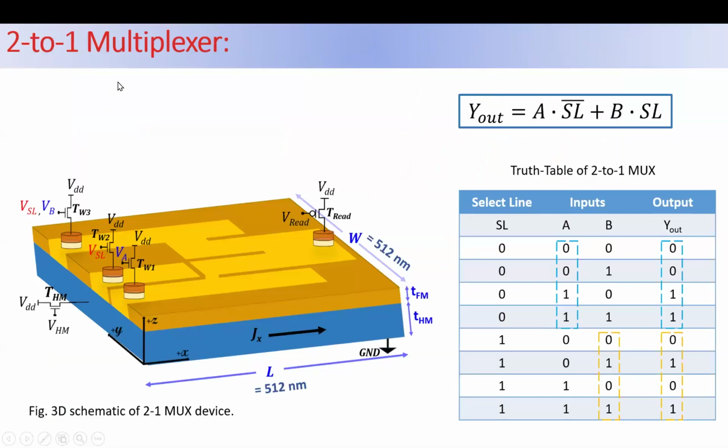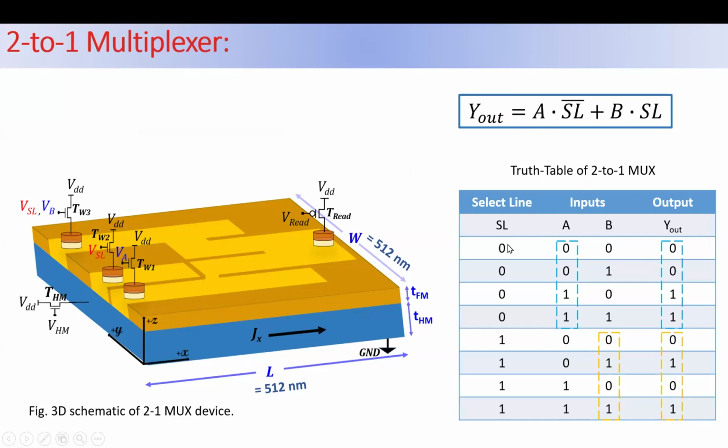So this is my device. This is the 3D schematic of my device. It's a multiplexer. Here the SL is the select line, A and B are the inputs, and Y out is the output. From this equation, we can understand that if the select line is 0, then the output will be equal to A, and if the select line is 1, then the output will be equal to input B. And from this truth table, it is easily explainable.